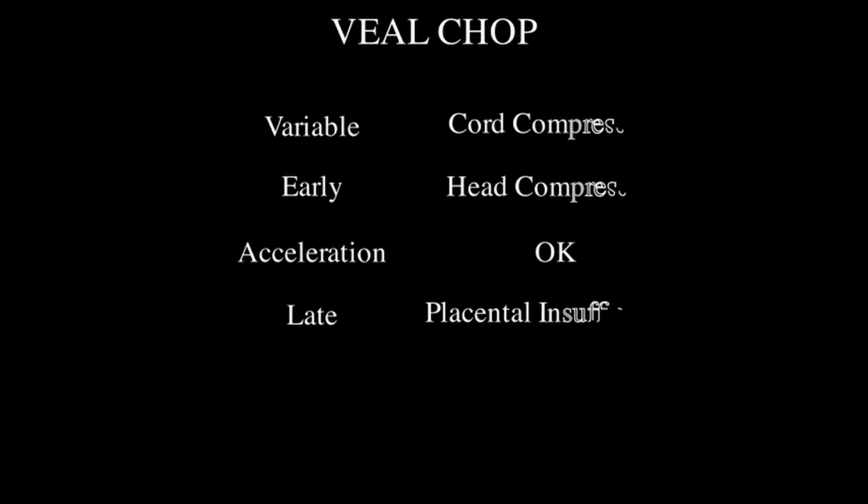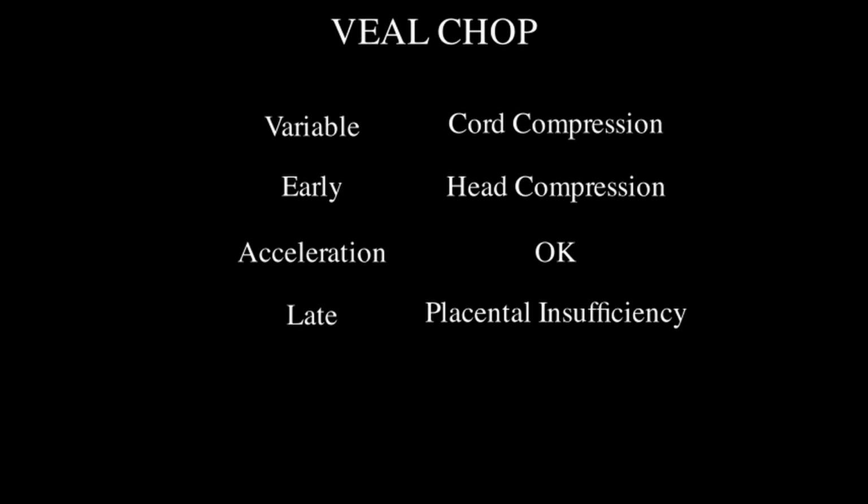The VEAL CHOP mnemonic helps us to determine the type of deceleration and what's happening in that deceleration. So for example, we have a variable deceleration where we have cord compression. Early decels go to head compression. Accelerations are generally considered okay. This is considered a reactive NST, so it's generally healthy for the baby. And then late decelerations are for placental insufficiency.